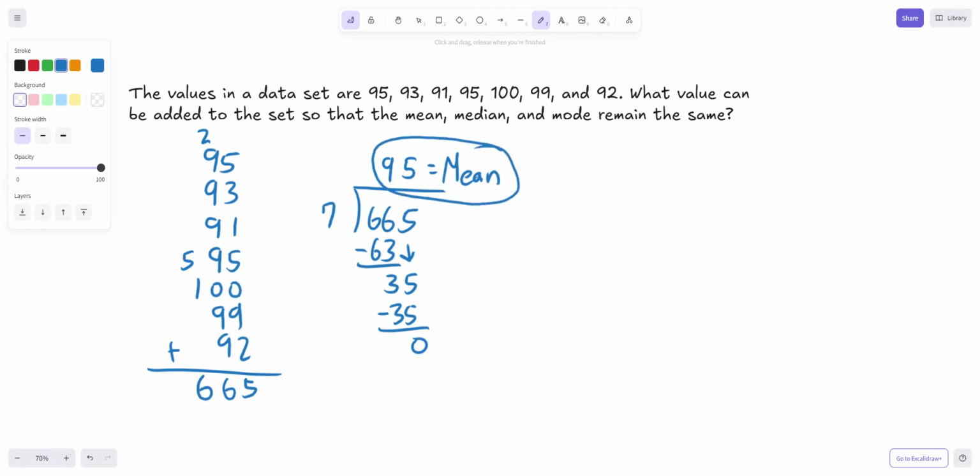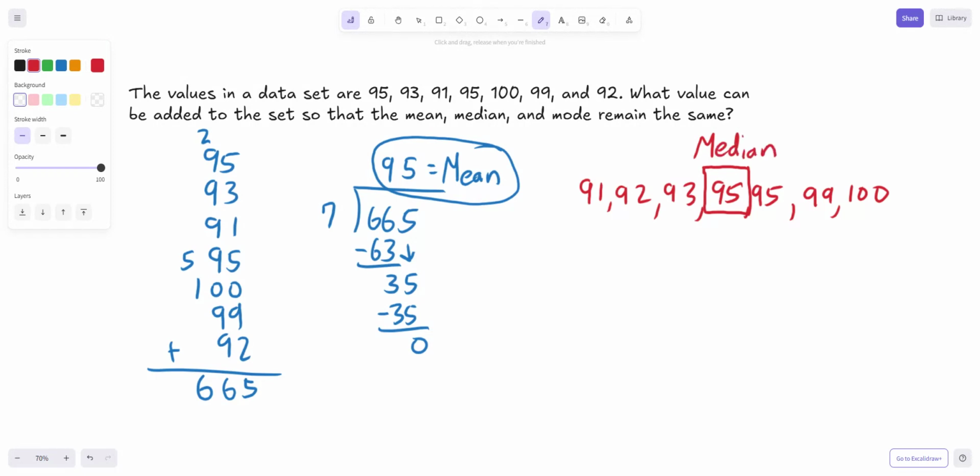The median, I have to put it in number order. Let's do a different color. The smallest number here is 91, 92, 93, 2 95s, and then 99, 100, I think. Wait, there's 7 numbers. 1, 2, 3, 4, 5, 6, 7. Yep, 7 numbers is odd, so there's only one median or one middle number. So 95 is the median.